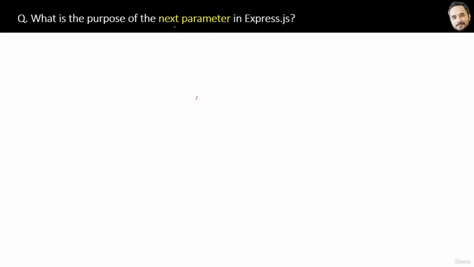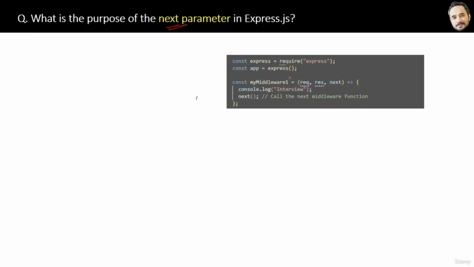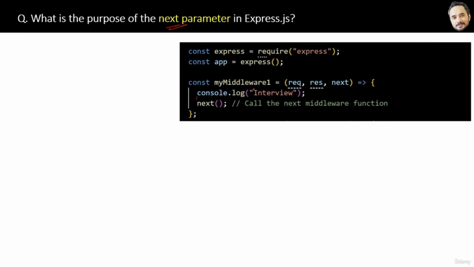What is the purpose of the next parameter in Express.js? Again, I think you know 70% of the answer, but now let's make it 100% because this is very important. We know how to define the middleware like this, right? Now our question is what this next parameter or next function is doing here. Because we are receiving this function as a parameter above, it's a callback function. I hope you know callback functions. When we receive any function as a parameter, that is a callback function.